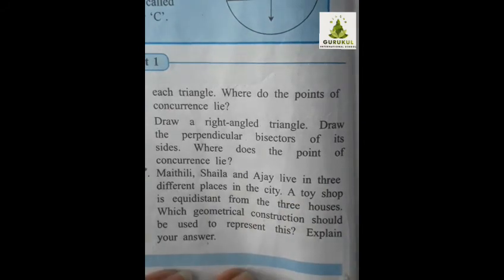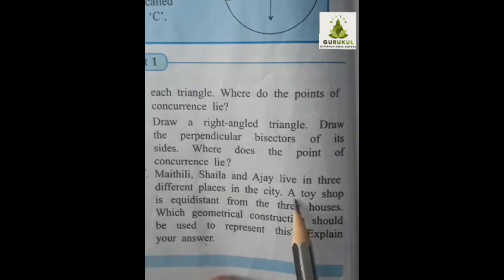They live in 3 different places. So obviously the shape in which they live will be a triangular shape. And what did they give? A toy shop is equidistant. Equidistant means what, children? It means in the center there is a toy shop, and from that toy shop their houses are at equal distance. So which geometrical construction should be used to represent this?